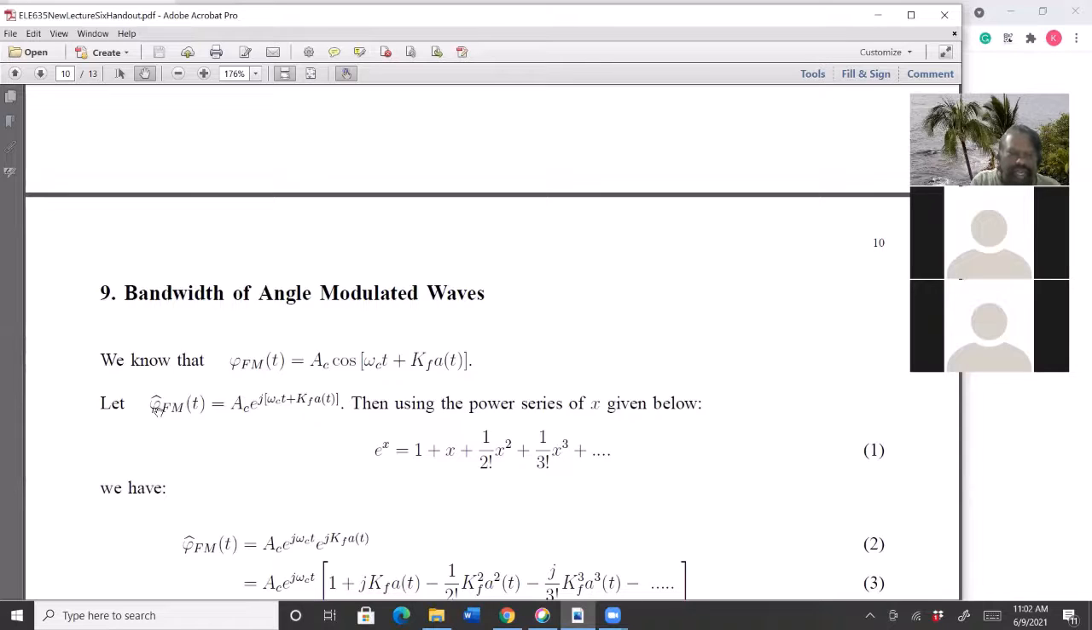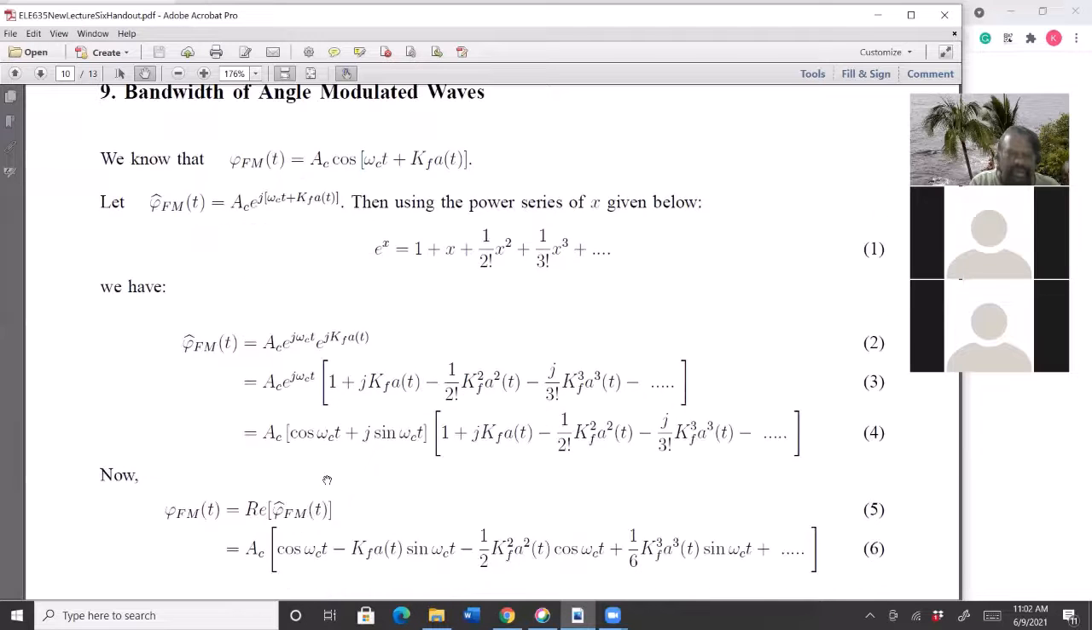Okay, so we are just making this up. Why? Because what we want happens to be the real part of this. We can ignore the imaginary part. So the power series for e^x is this. You may remember e^x is equal to 1 + x + ... I should have written it with z because this is a complex number. It doesn't matter.